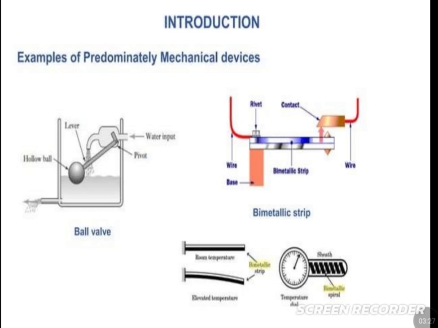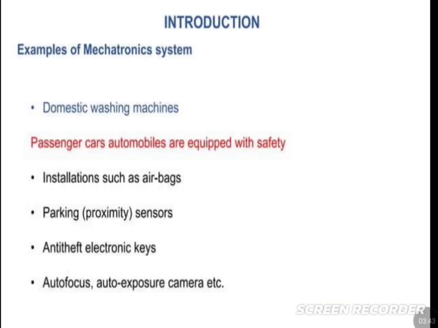And the second one is the bimetallic strip. It is used for heating purposes. By heating the coil, it will bend, and when it comes to atmospheric temperature, the coil will retain its original position. And next, some of the examples are domestic washing machines and installations such as airbags.